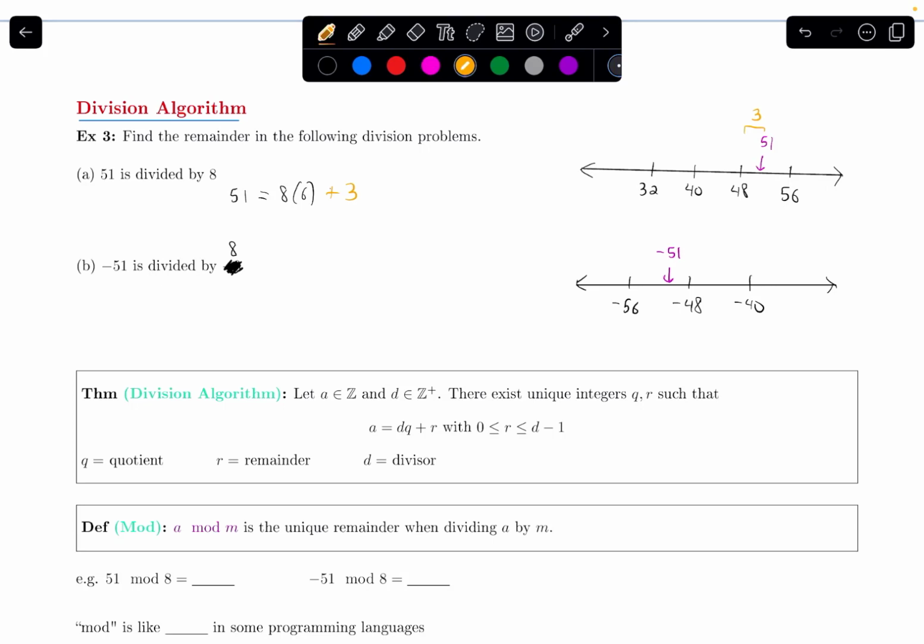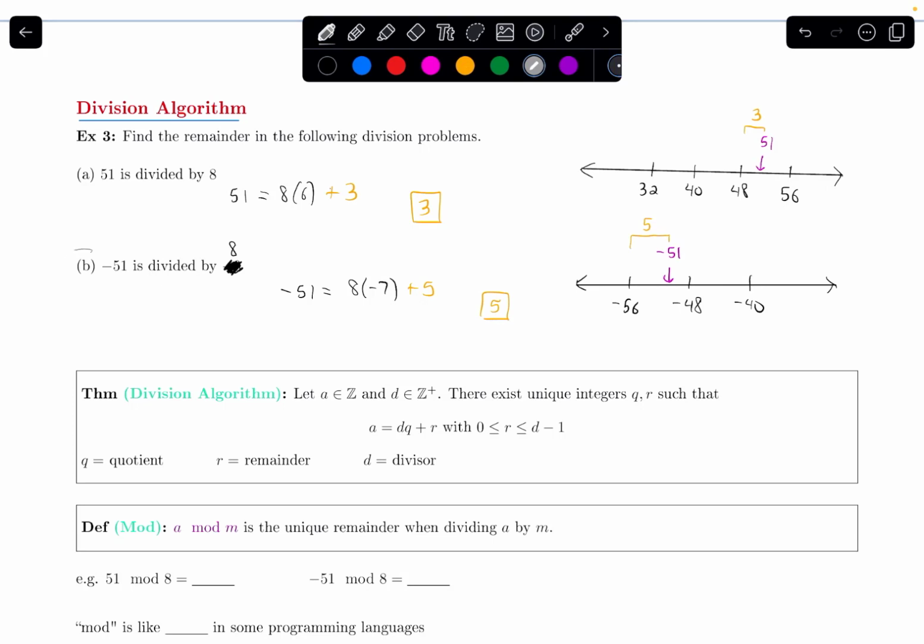The multiple of 8 that I use is the first one that's less than or equal to my number, which is negative 56. Then I count how many units it is from negative 56 to negative 51, and it's 5 units. I could write that as an equation: negative 51 is 8 times negative 7, which gets me to negative 56, and then I'd have to add 5. So for part A, my remainder is 3. For part B, my remainder is 5.